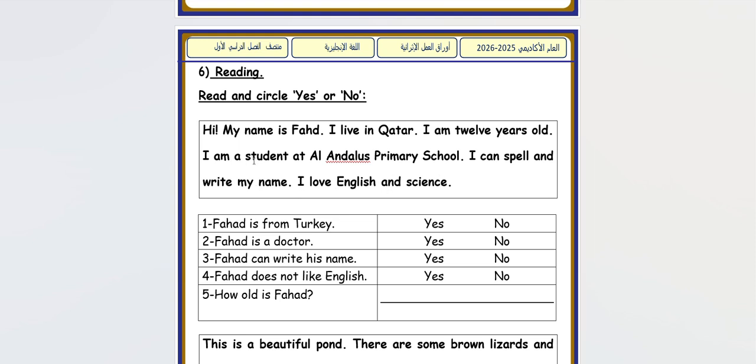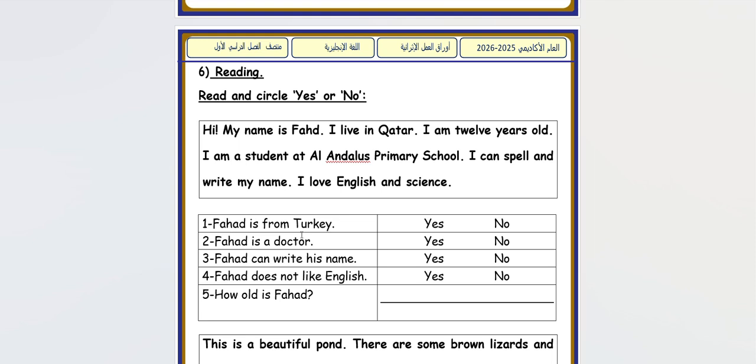Okay, let's read this text again. Hi, my name is Fahd. I live in Qatar. I am 12 years old. I am a student at Al-Andalus Primary School. I can spell and write my name. I love English and science. Okay, let's move to the questions.